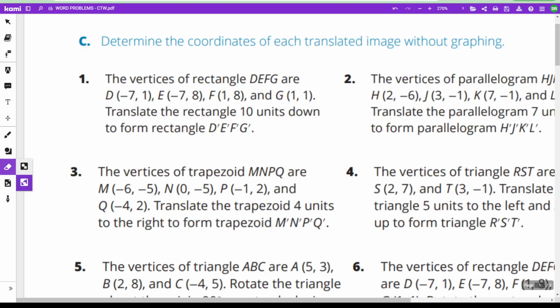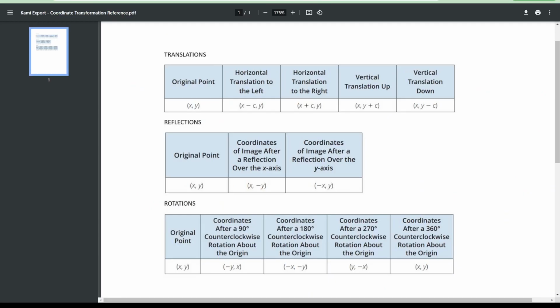This is the word problem section of the coordinate transformation worksheet. Section C says determine the coordinates of each translated image without graphing. Now, in order to do this, we're going to use the coordinate notation that we developed to describe different transformations, and these are listed here in the coordinate transformation worksheet.